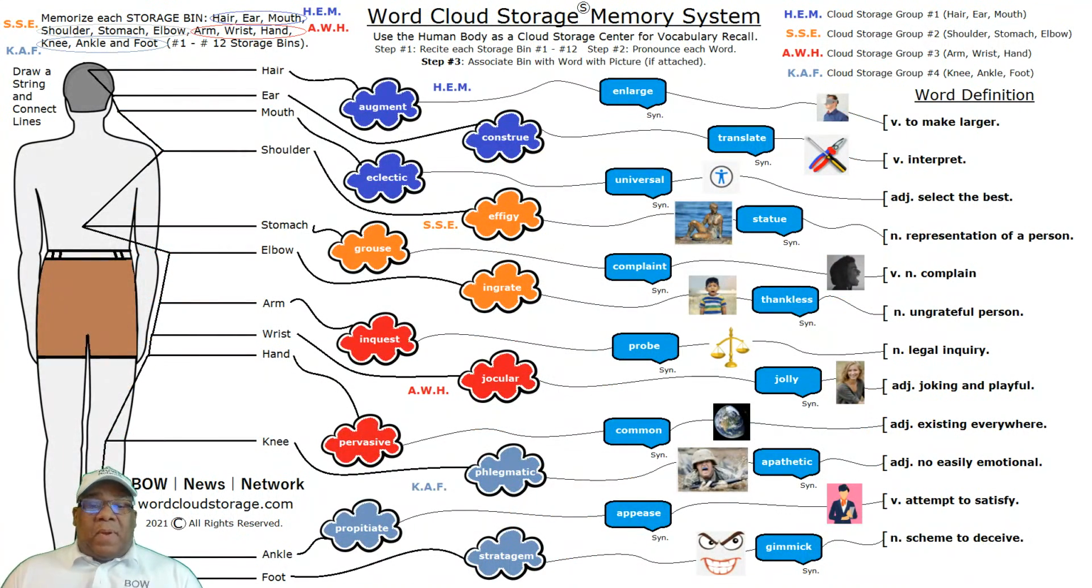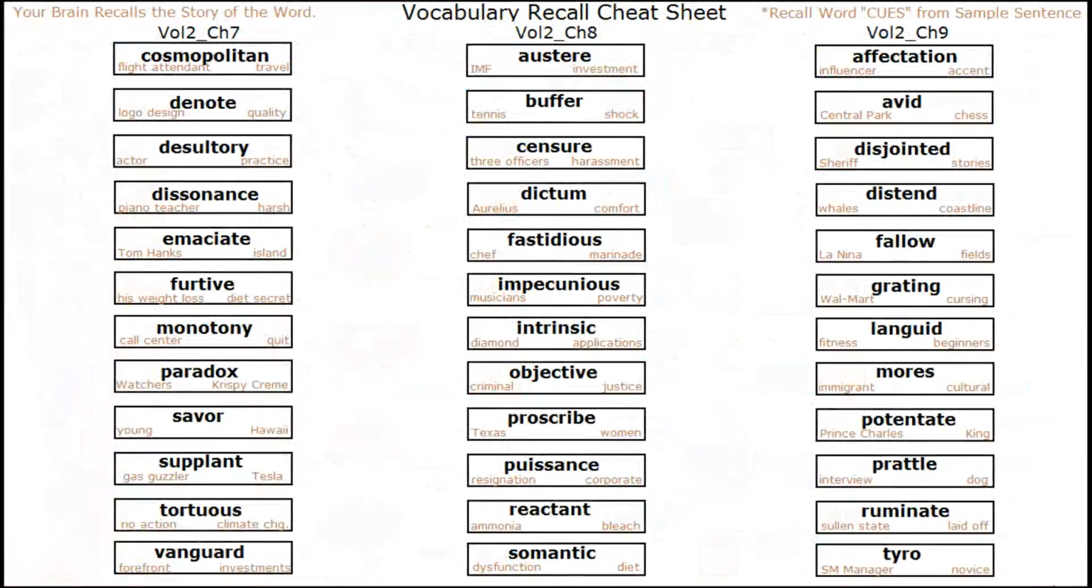You may even remember the color of the cloud that the word was actually in, and that will trigger memory back to its synonym, and so forth, and even possibly the storage bin along the human body that we use there as an illustration. So we're actually just using the mechanism of the mind to trick itself into remembering the word. So very, very quickly, cosmopolitan, flight attendant, travel.